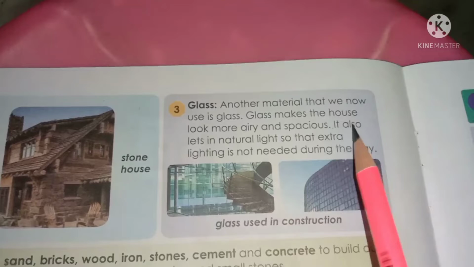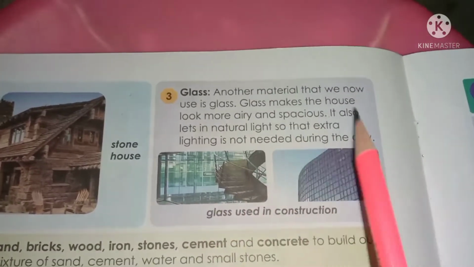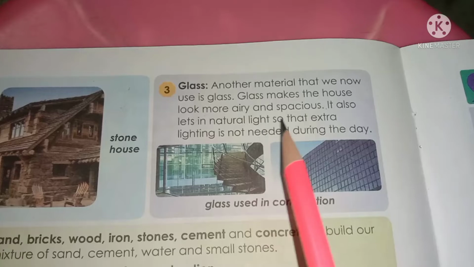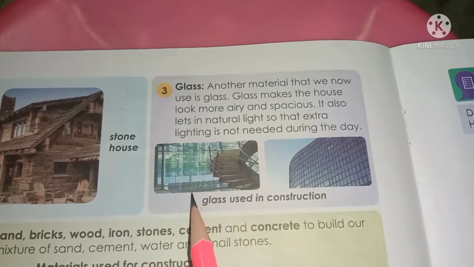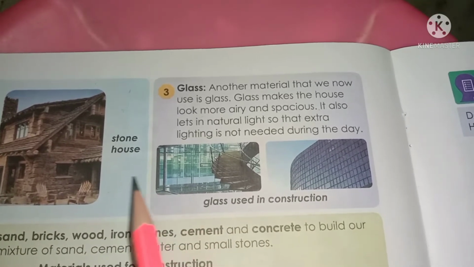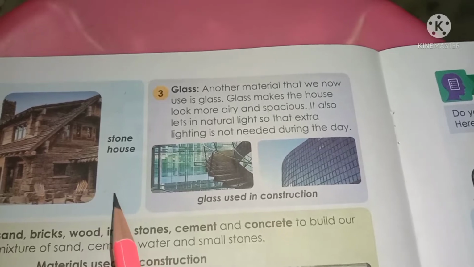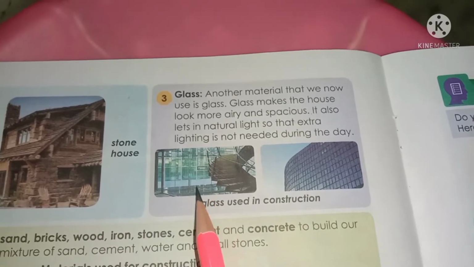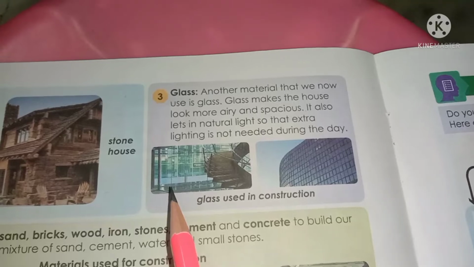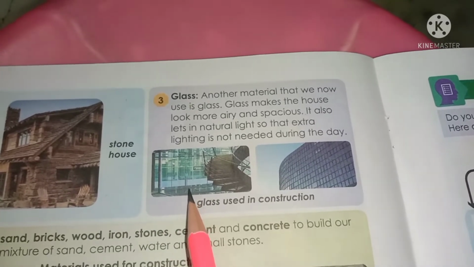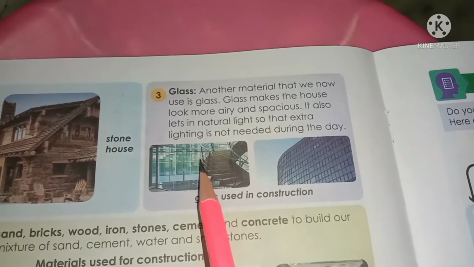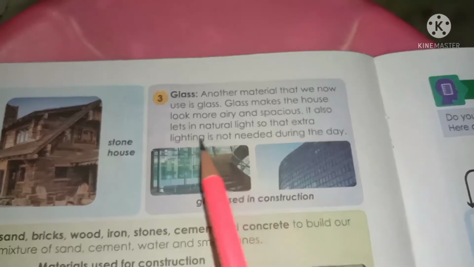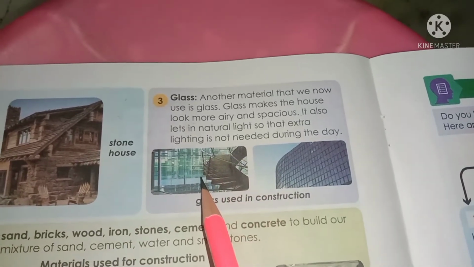Next is glass. Another material we now use is glass. Glass makes the house look more airy and spacious. See the breadth of the glass and the breadth of the brick or stone: the brick or stone is wider and the glass is very thin. So the house looks more airy and spacious. These glass houses also let in natural light, so extra lighting is not needed during the daytime, children.